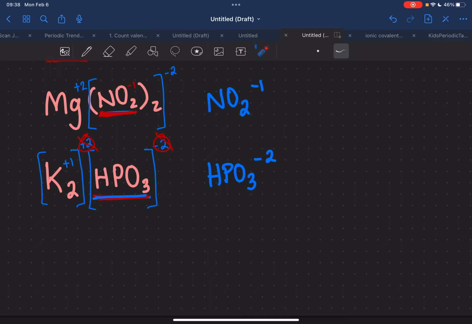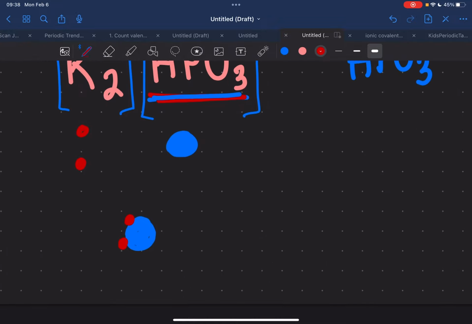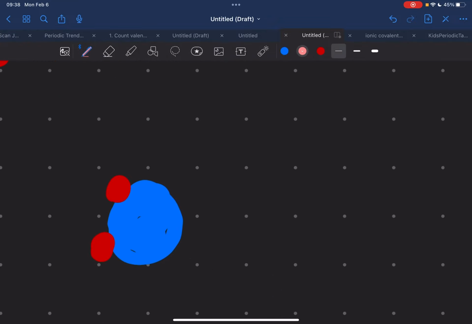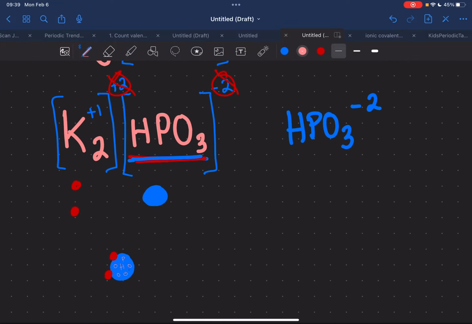So really, if I wanted to draw this out, I could say there's my 2 Ks, and here's my 1 HPO3, right? And those bond together to form our ionic compound here. And inside that blue circle are our H and our P and our 4 O's, right? Obviously, that's not the structure of it, but it has all those atoms in it.